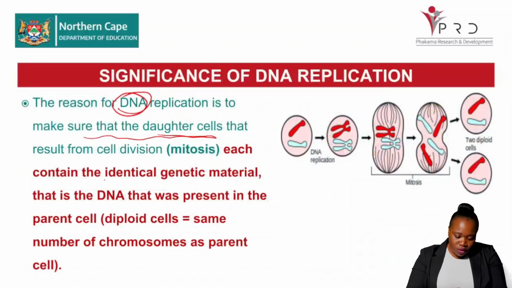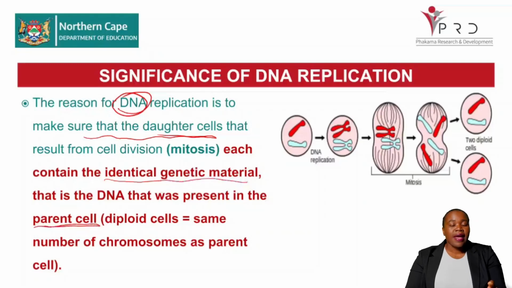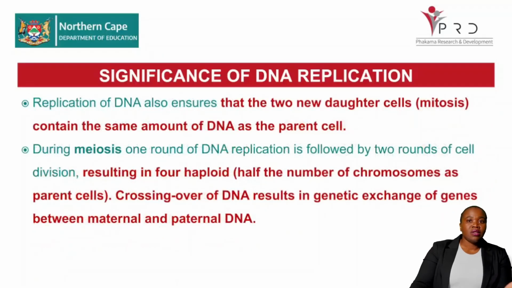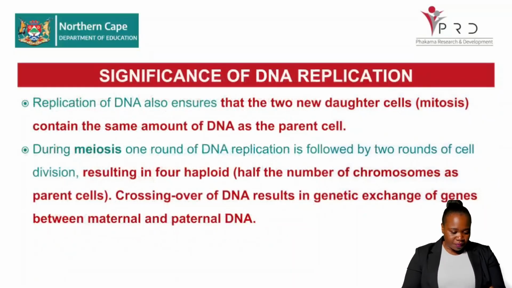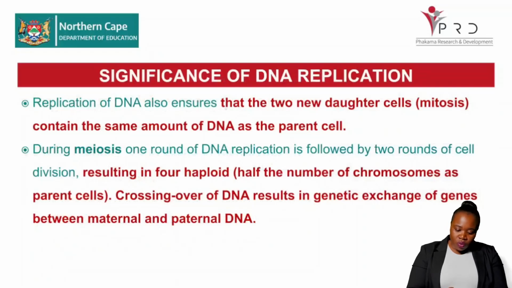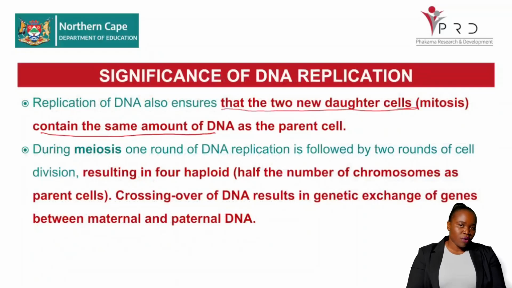So they must contain identical genetic material, which is DNA, and this is the DNA that was present in the parent cell, right? Now, also here, we should know that during mitosis, the cells remain diploid and the number of chromosomes does not change. So the number of chromosomes remains the same as the original cell, and the 2 cells that have resulted will also have the same genetic material. Right. Okay. Now, during DNA replication, we are also going to ensure that these daughter cells contain the same amount of DNA, which is the number of chromosomes, right?